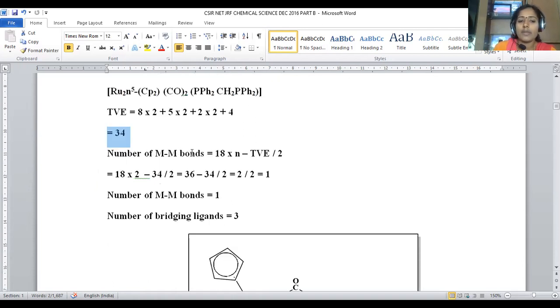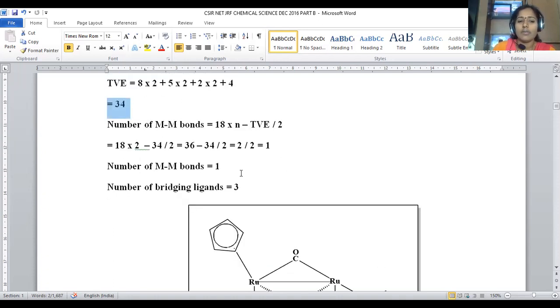In order to depict the number of metal-metal bonds, there is a formula: (18n minus total valence electron count) by 2. N denotes the number of metal atoms present in the complex. When we take this complex, n, the ruthenium atoms, is 2. So 18 into 2 minus the total valence electrons, 34, by 2. 18 into 2 is 36, minus 34, is 2, by 2, that is 1. The number of metal-metal bonds in this ruthenium complex will be 1.